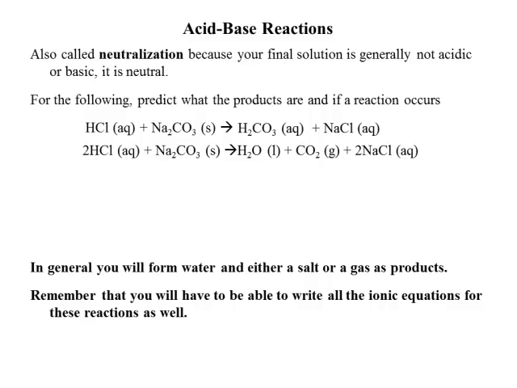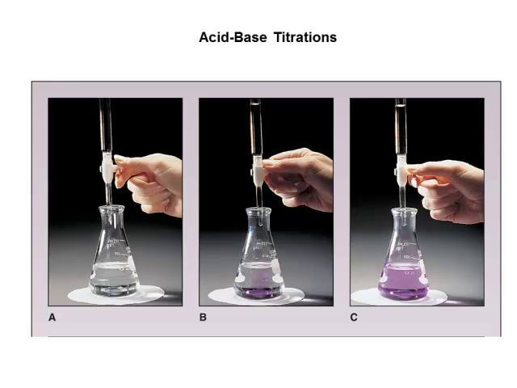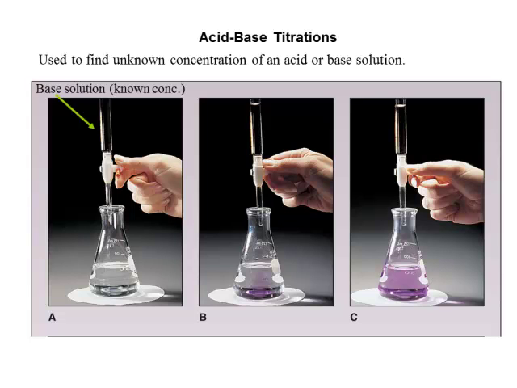Okay, so a real common use of these acid-base reactions involves something called a titration. An acid-base titration is used to find unknown concentrations of an acid or base solution, so an unknown molarity. If we look at this, we're going to have a solution in the flask. We're going to have a solution up top in what we call the burette. A lot of times we're going to put the base solution in the burette, and it's going to be of known concentration, but we could do it with an acid solution too. We could put an acid solution of known concentration in the burette.